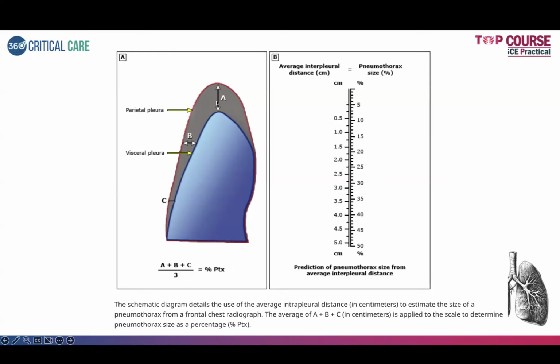I'll just repeat it once more. A is the vertical height from the topmost part of the lung, from the parietal to the visceral pleura. B is at the level of the hilum, and C is at the lowest point. So the summation of all these three is taken and divided by 3. That will give you a number, and that number will roughly correlate with the percentage size of the pneumothorax.